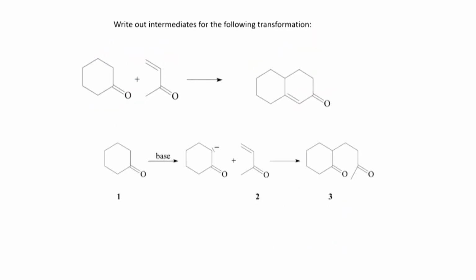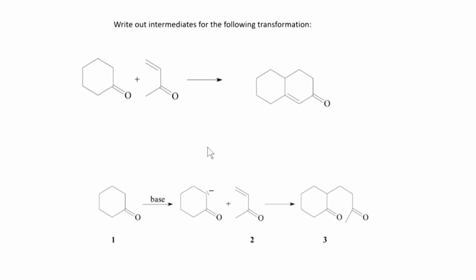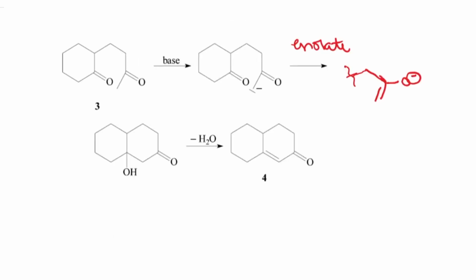Now, moving on to the next question here, write out the intermediates for the following reaction. So straight away, if you look at it, the first step here is the deprotonation of the cyclohexanone, which gives you this carbanion. And the carbanion does a conjugate addition to give you this compound 3.